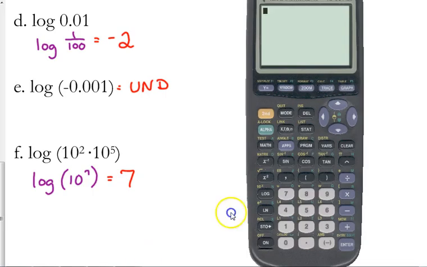Now, the whole point of this was to evaluate them without a calculator. Let me just show you how you can check this. I mentioned that the log button is beside the 7. So log of, it automatically starts your parentheses there. Just in case you're unsure if you dealt with the 10 squared times 10 to the 5th correctly, go ahead and put in the original problem. Close your parentheses, and it does tell you that the value is 7.